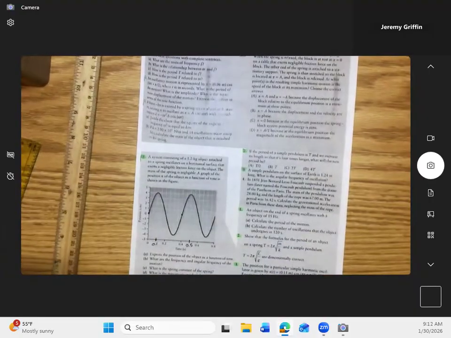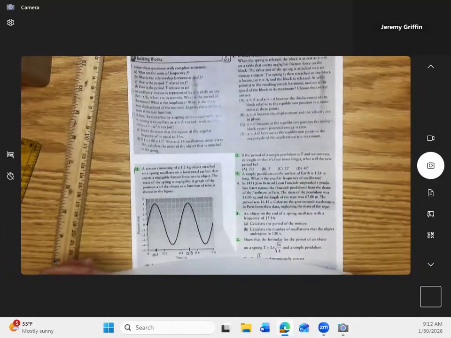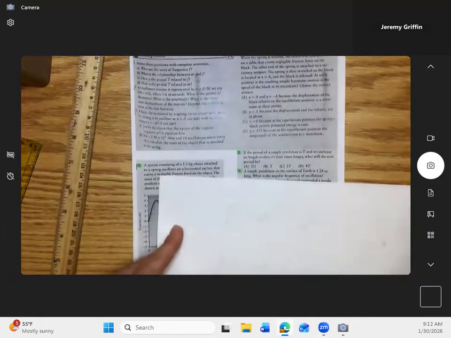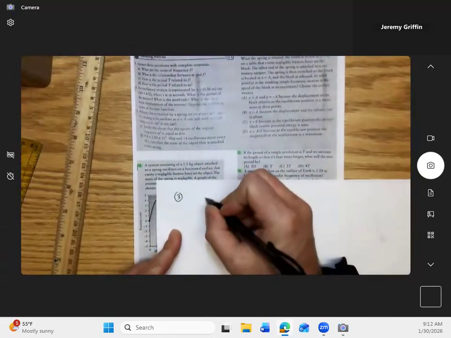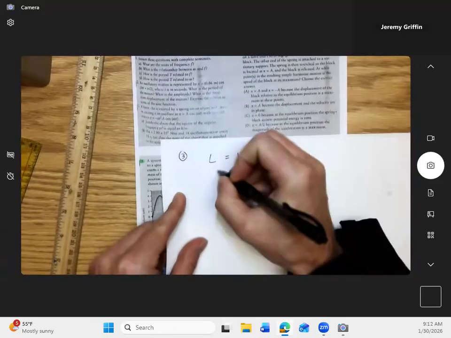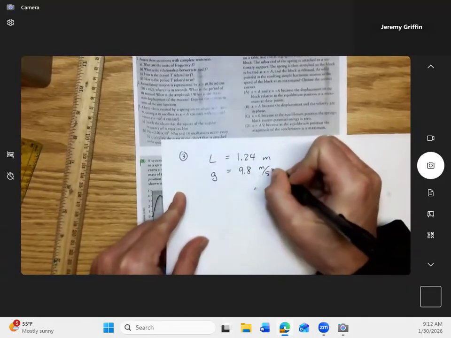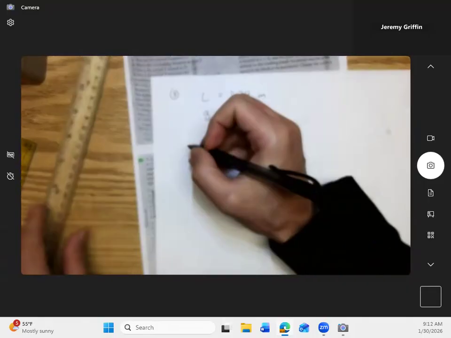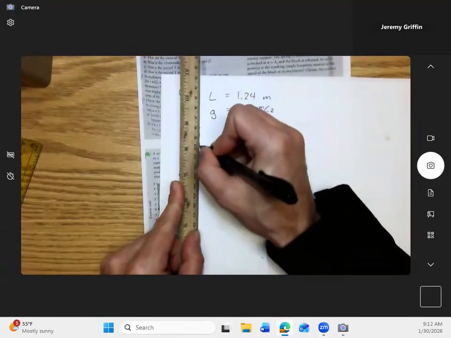Okay, number 3. A simple pendulum on the surface of Earth is 1.24 meters long. What's the angular frequency of oscillation? Let's figure that out. So they gave us L is 1.24 meters. And, well, I guess we know G can be 9.8 meters per second squared.